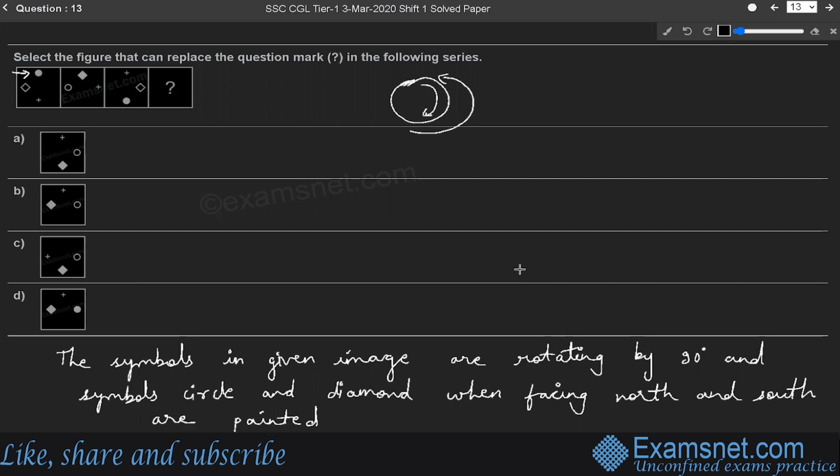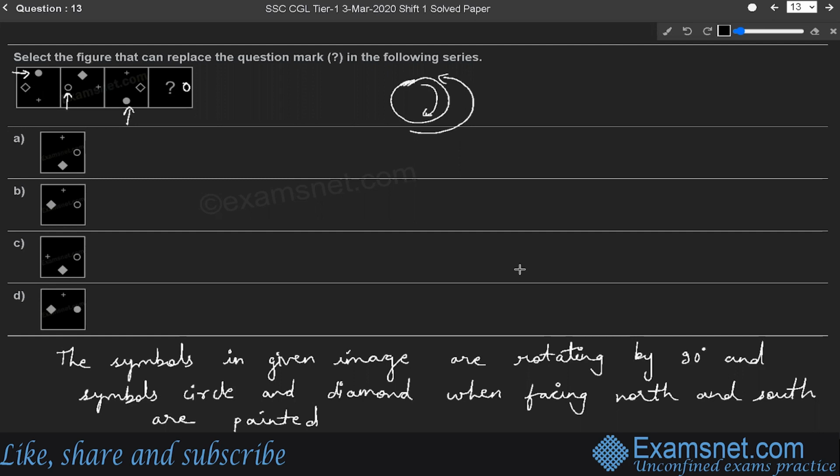So it is rotated anti-clockwise by 90 degrees in the second image. You can see that in the second image, circle reached here, okay. And in the third image, it is facing south. That is why it is painted again, okay. And in the next image, it will be facing east, okay. So can you tell me where is east? East will be here, okay.